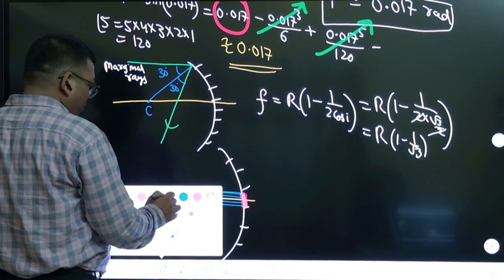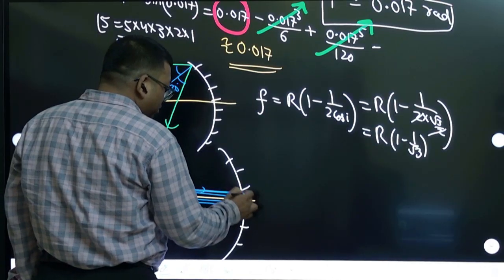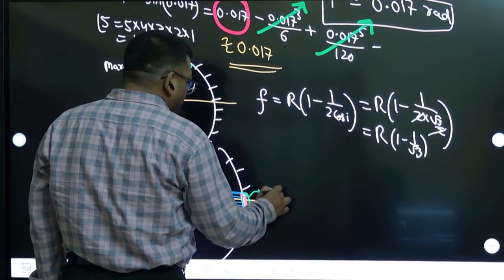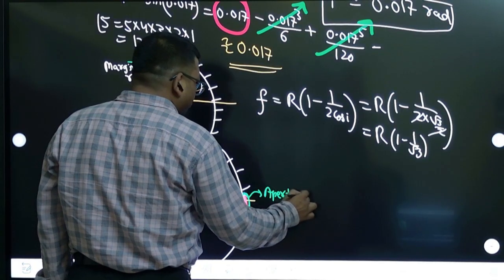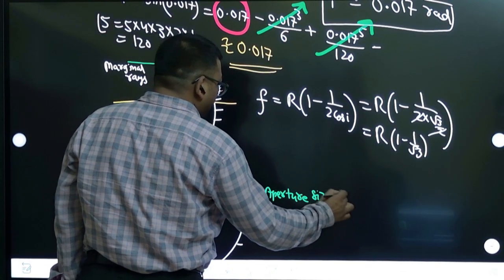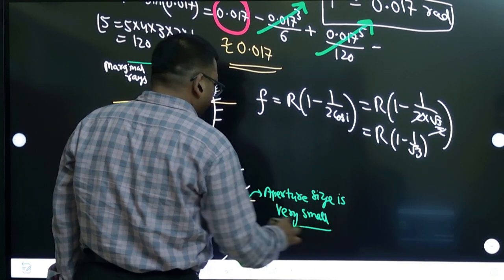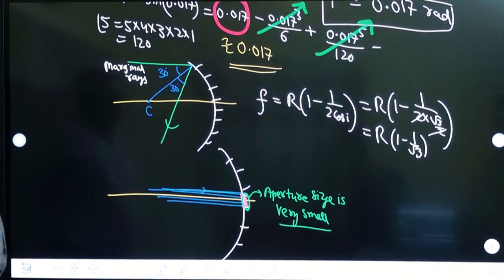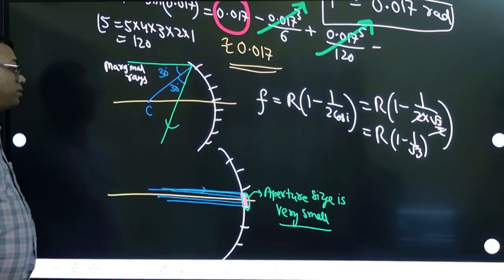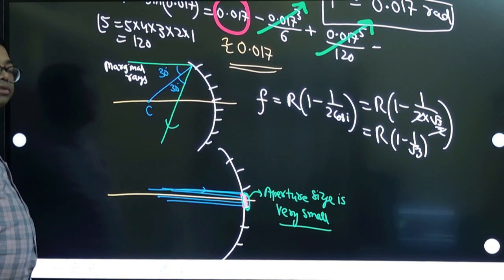This is called aperture. This aperture size is very small. So that is why this is a very limited formula that we are studying.